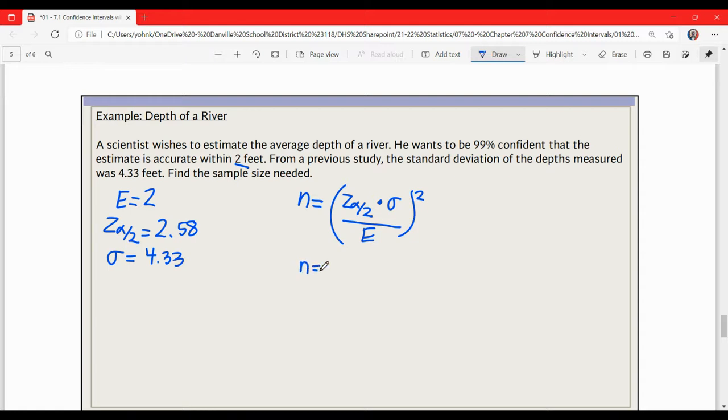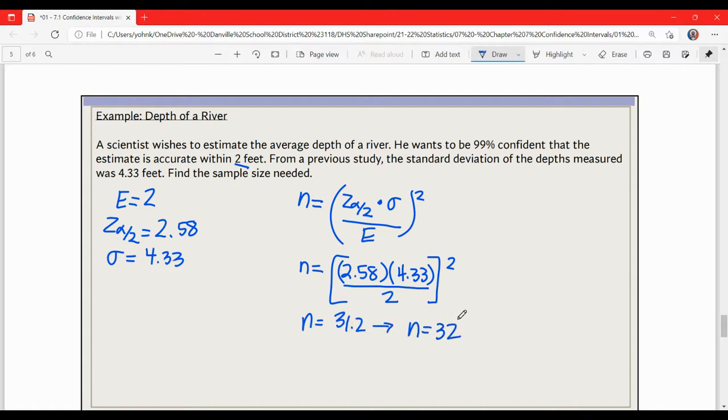So we have n equals 2.58 times 4.33 divided by 2, and then we square it. And we get 31.2. However, we need to say 32. Always round up.